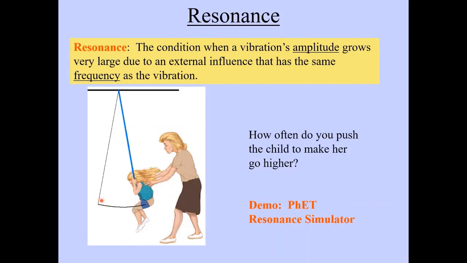In other words, every time the swing comes over here, she gives the child a little push back in the other direction. And if she keeps doing this, the child starts to swing higher and higher and higher because there is resonance involved here, right? The mother's frequency is matching the natural frequency of the swing, and this is called resonance.